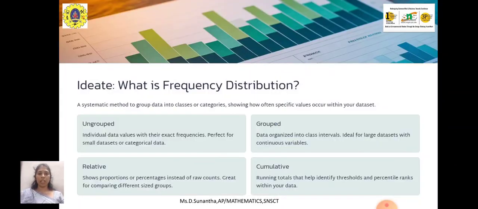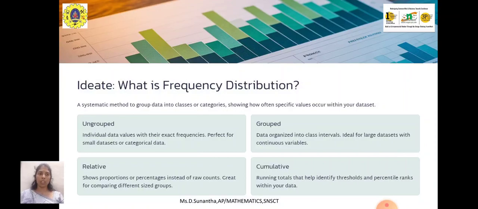Third one is the ideate step. What is a frequency distribution? A systematic method to group data into classes or categories, showing how often specific values occur within a data set. So as we all know, a frequency distribution is divided into 4 categories that are grouped, ungrouped, relative and cumulative. In short, ungrouped frequency distribution is an individual data set value.